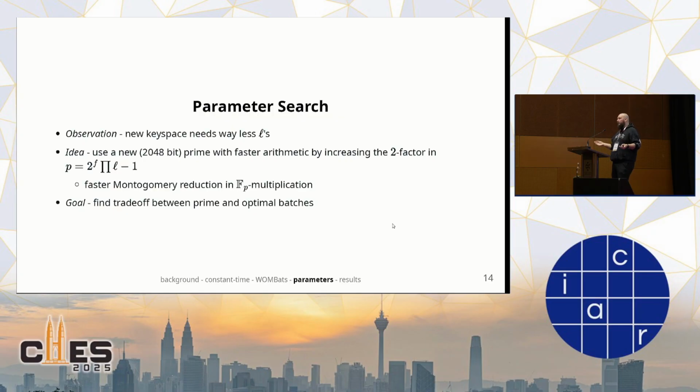So we gain some headroom that we can use to speed up our final field arithmetic by increasing the two-factor in our prime. And this way we can improve the Montgomery reduction because our prime is now a little bit more Montgomery friendly. So the goal is then to find the correct trade-off between a fast prime with fast arithmetic and optimal batches, because we want to find the correct number of Li for some speed up and find the optimal minimum.